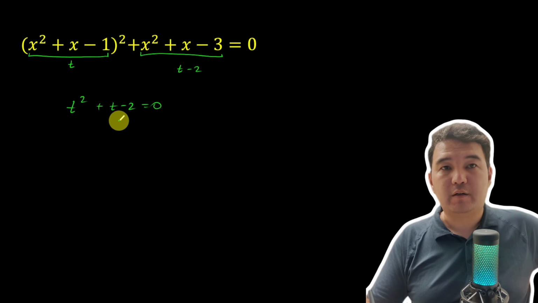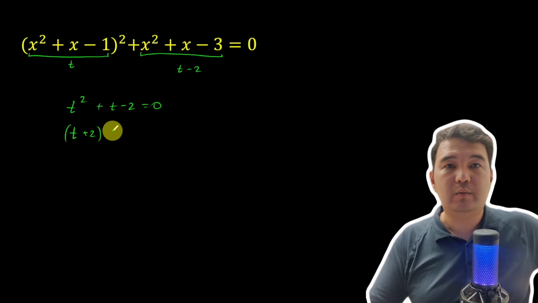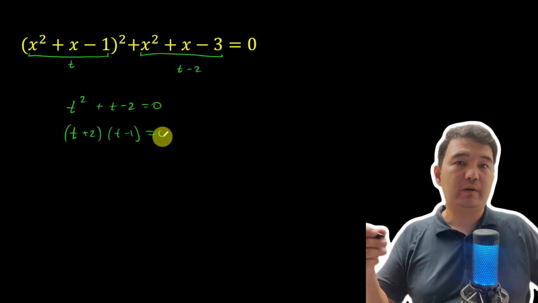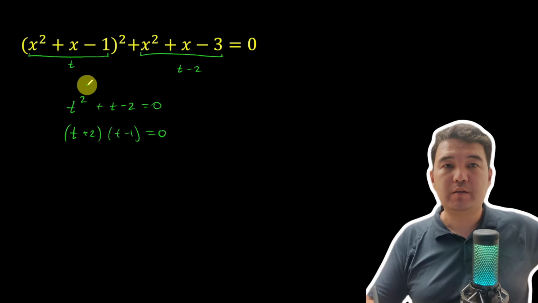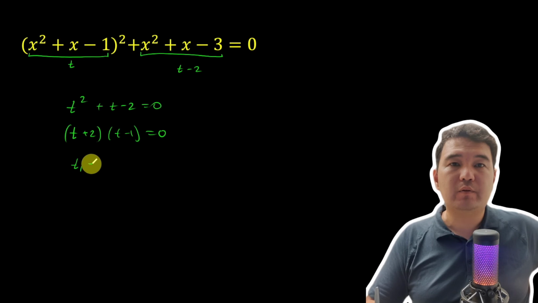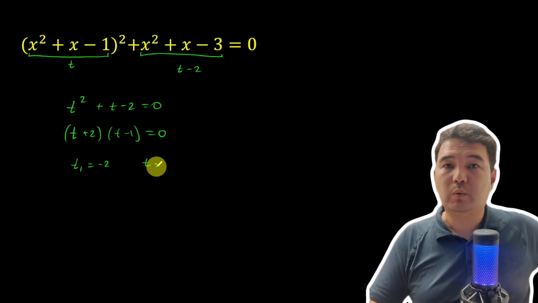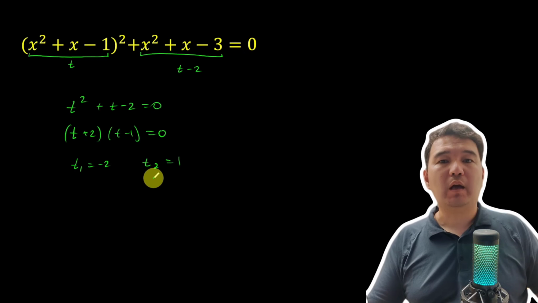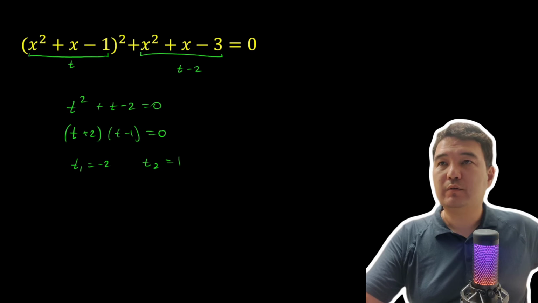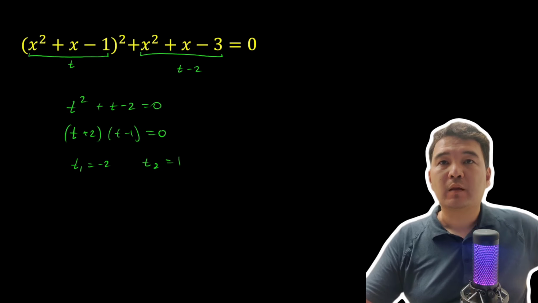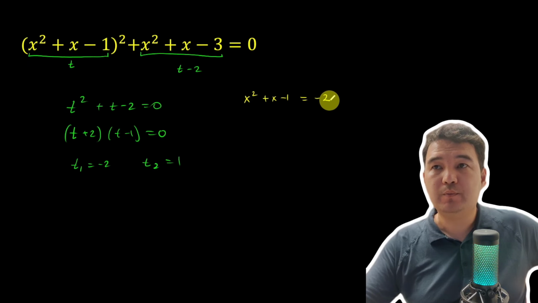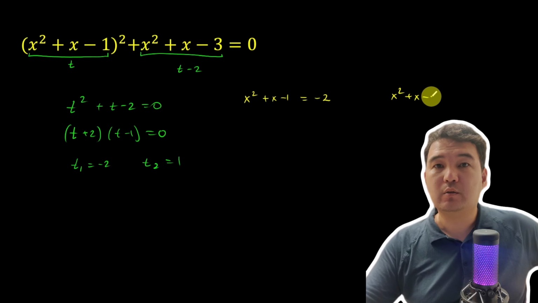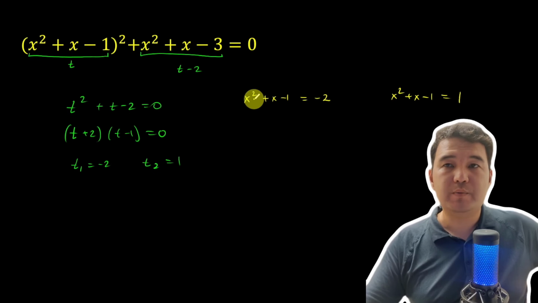So you can factorize this equation as t plus 2 and t minus 1. If you open the parentheses, you'll get the following equation. So the first t is negative 2, the second t is 1. So there are two options for t. Now we have to find x using the values of t, which means t was x squared plus x minus 1. So this could be equal to negative 2, or x squared plus x minus 1 could be equal to 1. So there are two options.